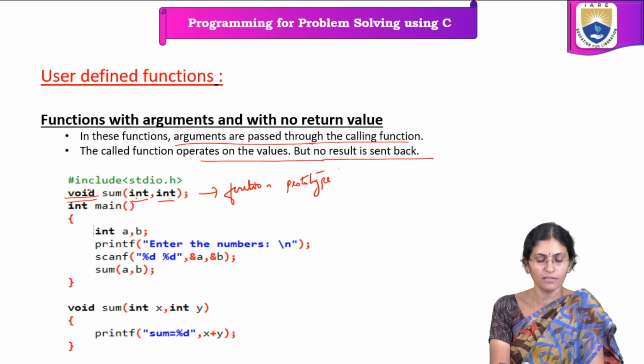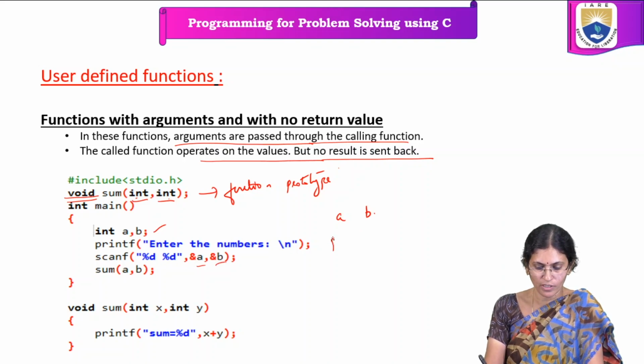Similarly, in the main function, we have declared two variables a and b. These variables are local to the main function. Enter the numbers. By means of scanf, we are reading the values of a and b in this function. Suppose we read the values 5 and 5. Then these are passed as parameters to the function. This is the calling function.